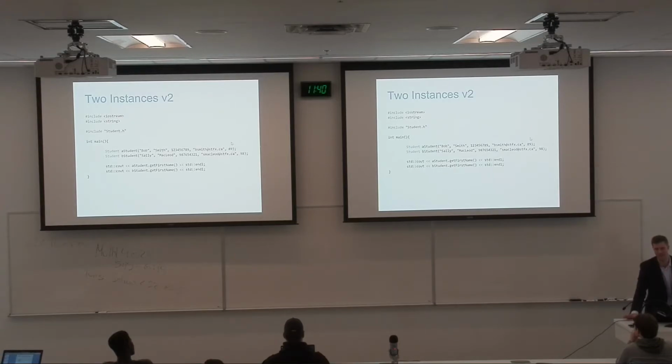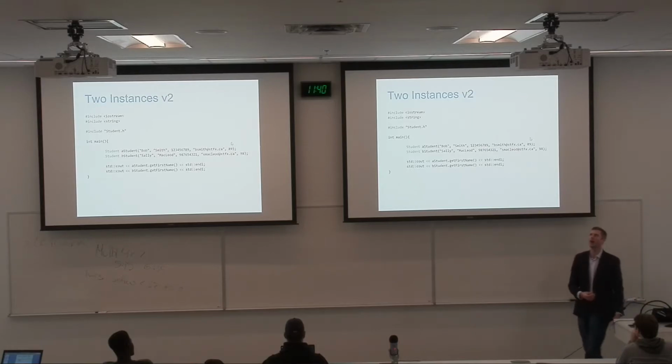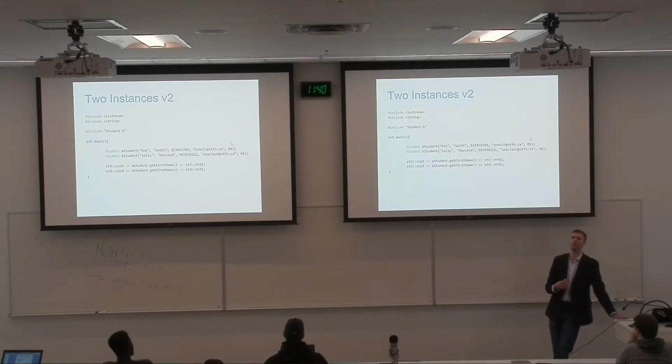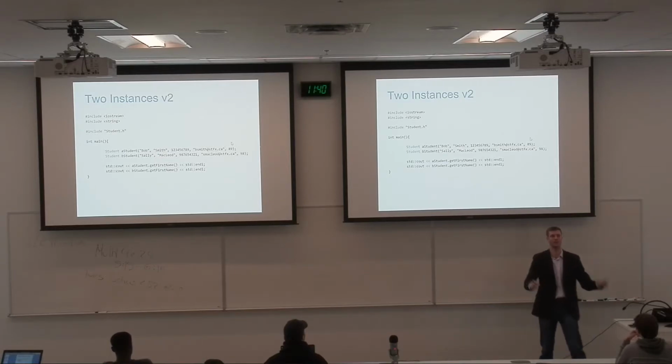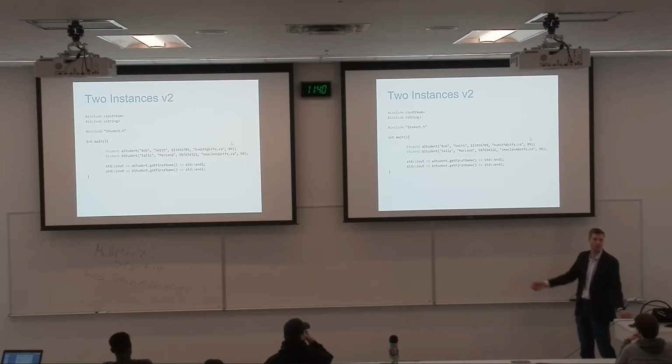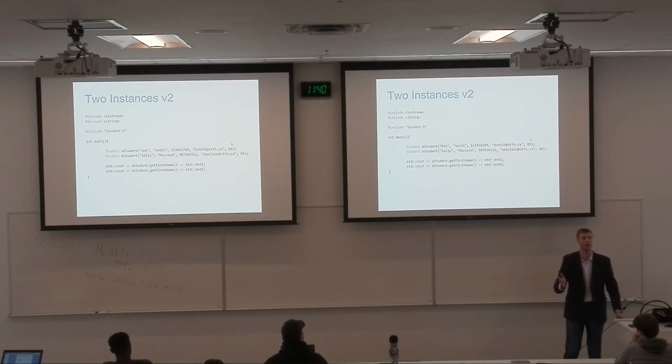How many instances of the student class are there? 2. But how many ultimate definitions of the class? Just 1. I defined what it means to be a student once, and now I created 2 instances. Is there anything stopping me from creating 3? How about 17? How about 704? Exactly. I can just keep going forever. I can create a for loop that goes to 1 billion and just keep creating new ones.